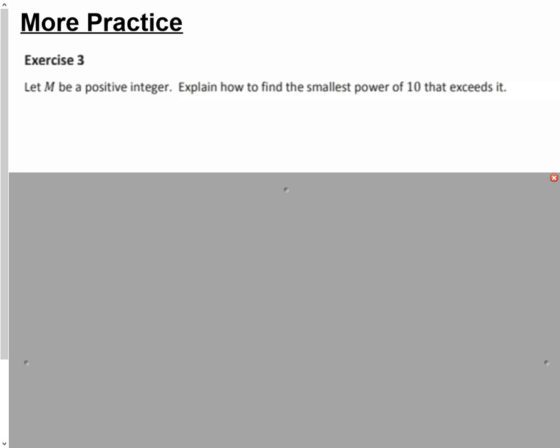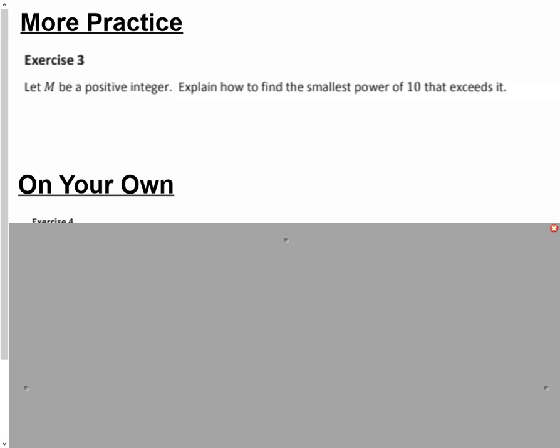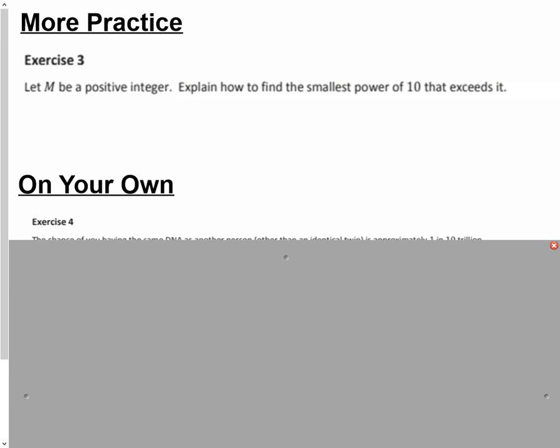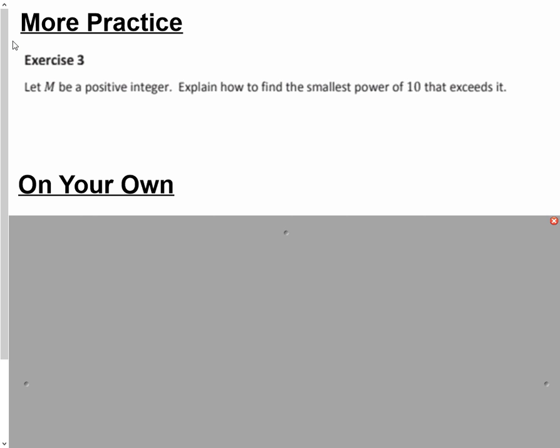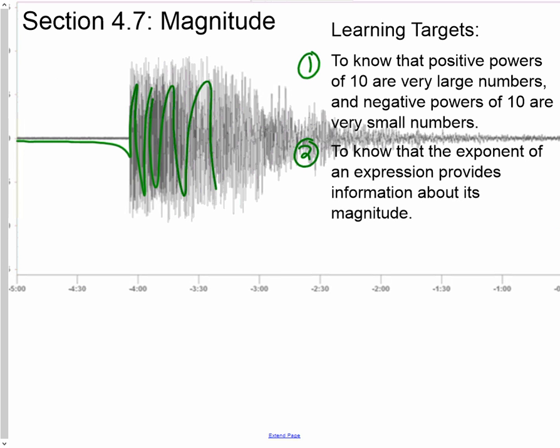So what I'd like you to do is go ahead and practice with examples 3 through 6, I think, on your sheet. Read those through and answer those to the best of your ability. And we're going to come back and practice that next time. That's all for today. Again, our goals for today were to know that positive powers of 10 are very large numbers. The same thing works for negative powers of 10, which are very small numbers, and that's what we're going to touch on as well. And to know that the exponent of an expression provides information about its size.